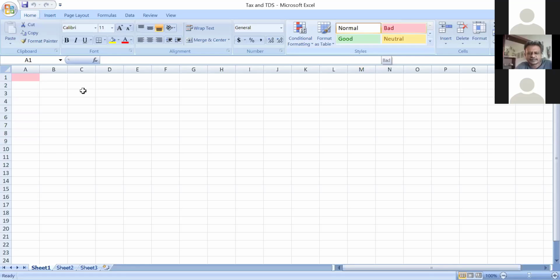So let's take a tax calculation for any person. Okay, you can see the Excel sheet, Abhishek. Yes, sir. So first we have to calculate what is the eligible amount on which he has to pay tax.